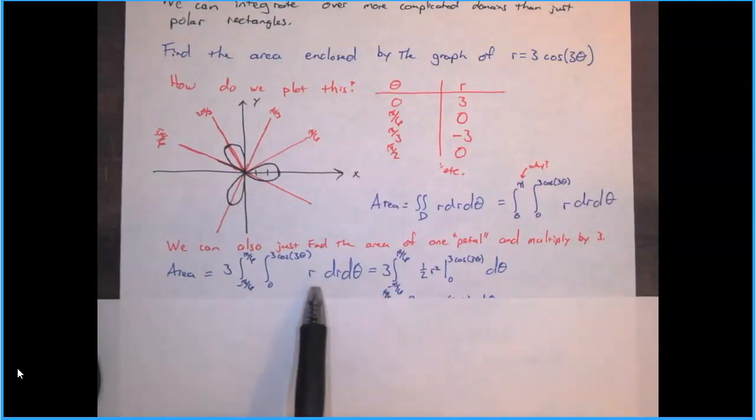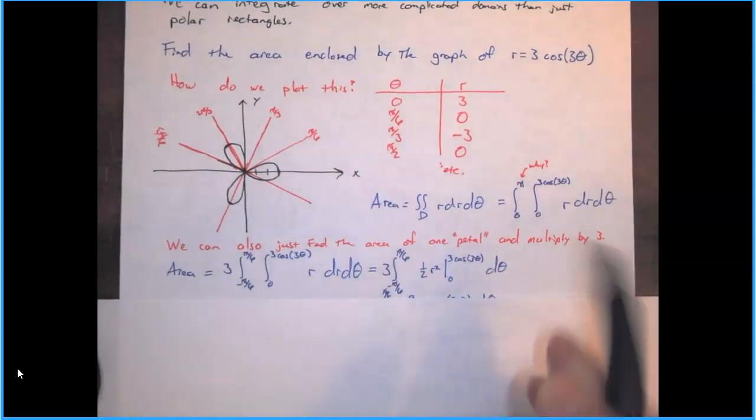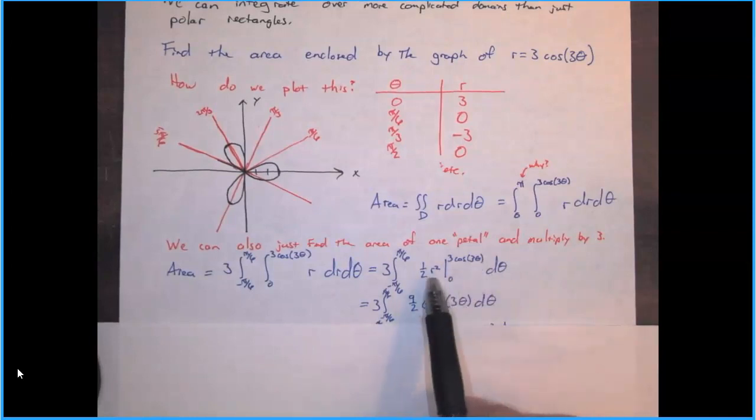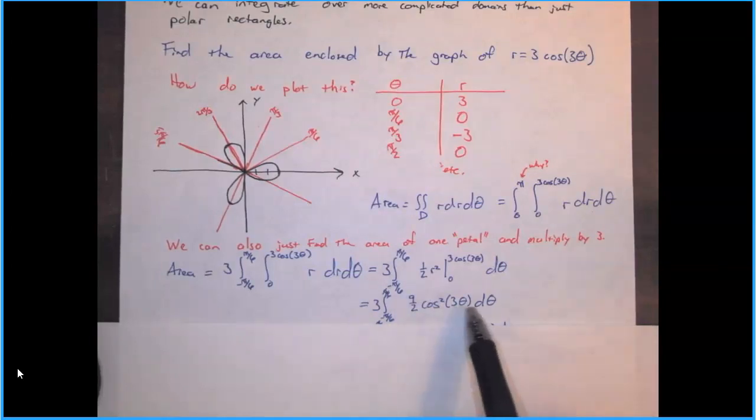All right, so first we're going to integrate with respect to r to get 1/2 r squared, and then plug in our bounds. The 0 doesn't matter, but when I plug in 3 cosine 3 theta, I have to square that. So I end up with 9 cosine squared 3 theta, and I have the 1/2 there. So now I have this integral in theta. I have a cosine squared again. We dealt with that in the last video.